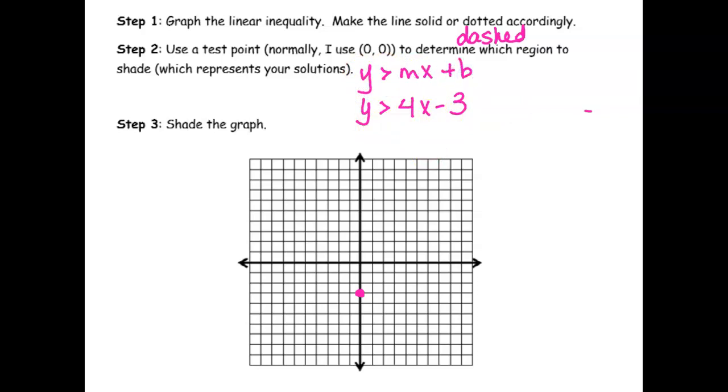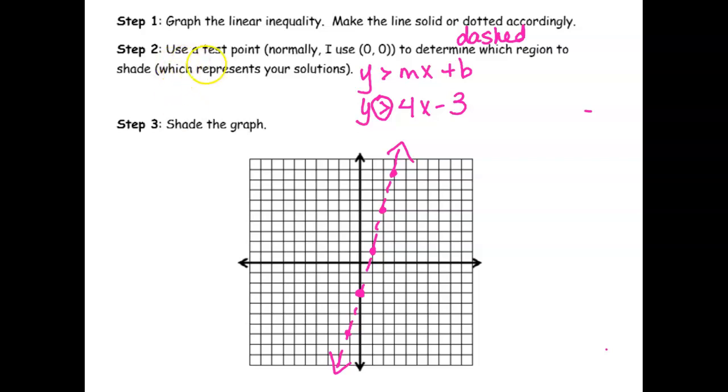So we start at the y-intercept. Now our slope is 4, so we rise 4, run 1, and repeat. It says make the line solid or dashed accordingly. If you notice, it's just greater than, so this is going to be a dashed line. So there's your line. Instead of being solid, it's actually dashed.